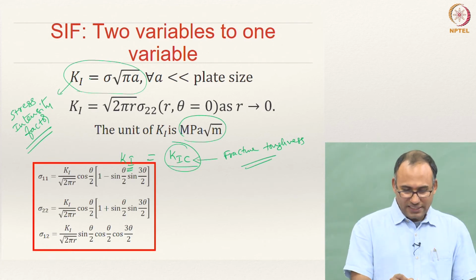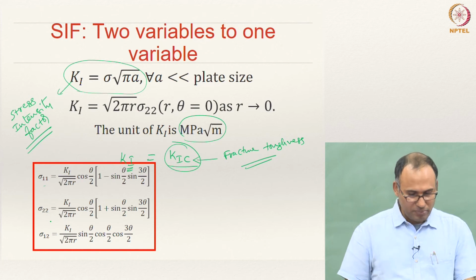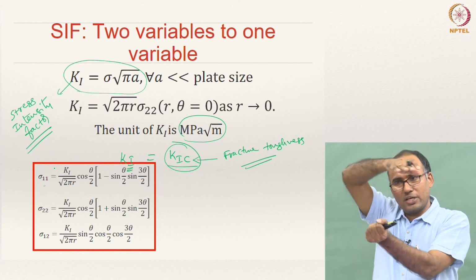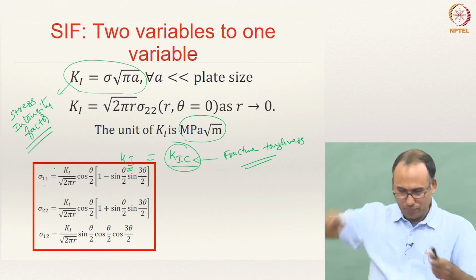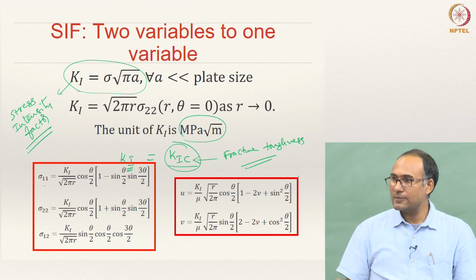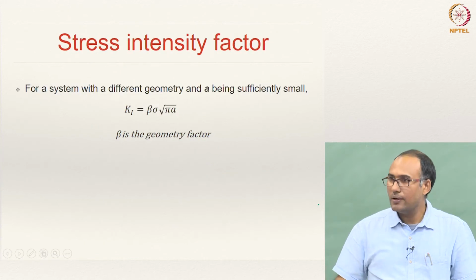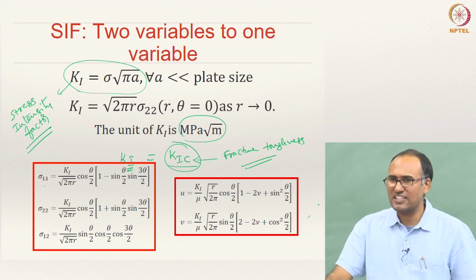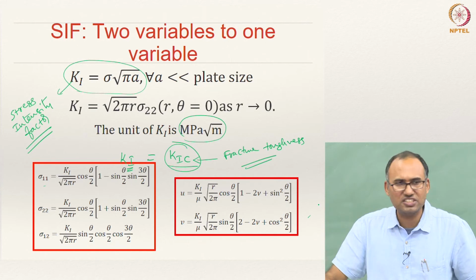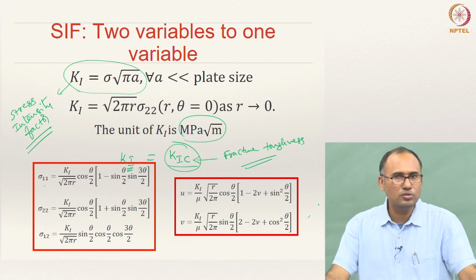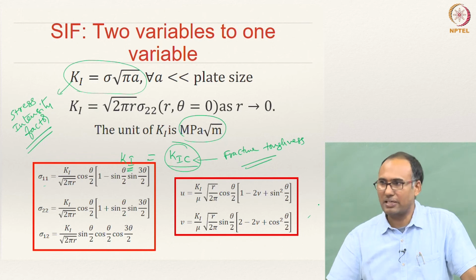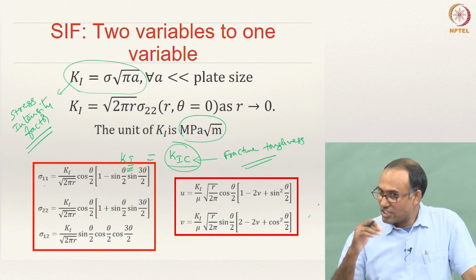So after writing this K1, you can write sigma 11, sigma 22, sigma 12 in terms of K1, because your far field stress is applied perpendicular to the crack face, and hence it is mode 1 loading, and the displacements ahead of the crack tip can also be defined like that. If you know stresses, you know the stress strain relations, right? How to write stress strain relations? Epsilon xx is equal to sigma xx by E minus nu times sigma yy plus sigma zz by E, and so on. So you can calculate strains.